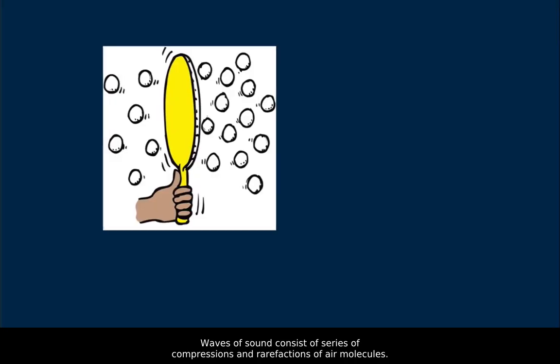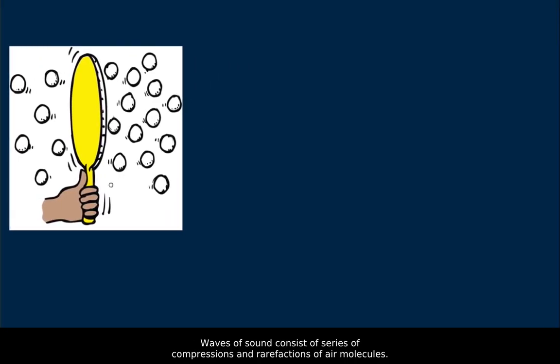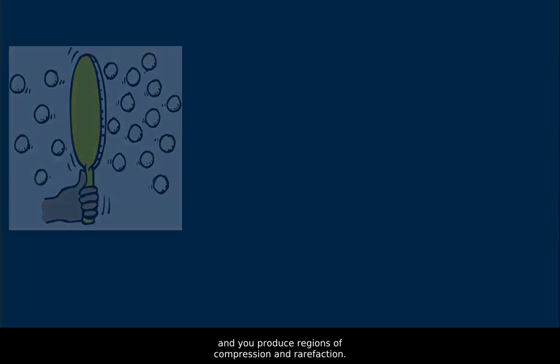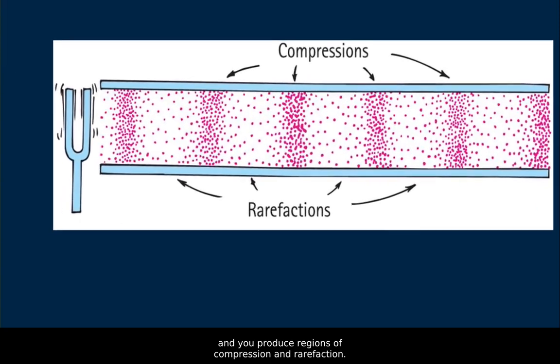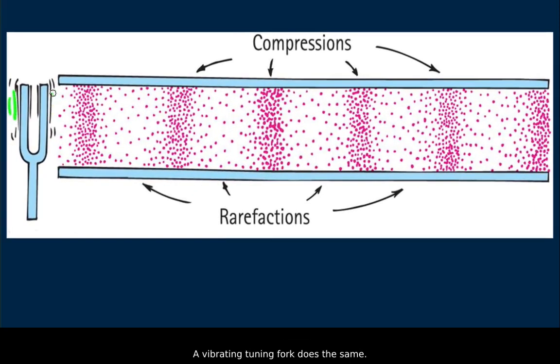Waves of sound consist of series of compressions and rarefactions of air molecules. Shake a paddle to and fro in the midst of ping-pong balls and you produce regions of compression and rarefaction. A vibrating tuning fork does the same.